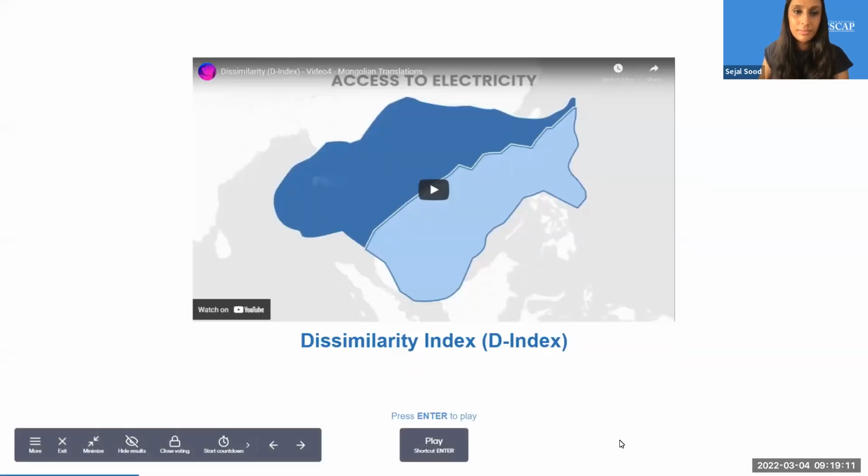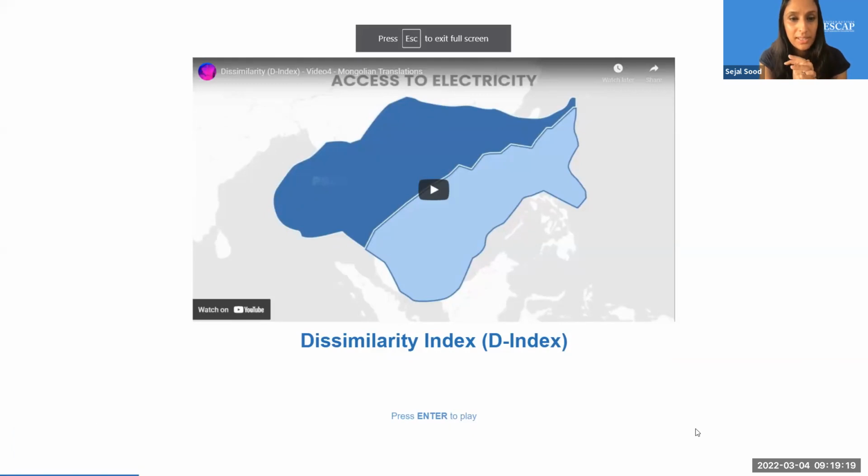D index. And how the D index is used in our LNOB analysis. Now let's see how we actually calculate our D index.